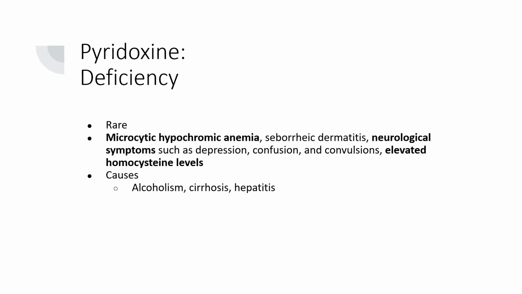We will see issues with, as with all of our B vitamins, we'll see issues with pyridoxine deficiency. Again, it's relatively rare because pyridoxine is very abundant in our food. But when it does occur, what happens is a disorder called microcytic hyperchromic anemia. We might also see seborrheic dermatitis, neurological symptoms, and elevated homocysteine levels. The major causes of pyridoxine deficiency are actually alcoholism, which might also be characterized by cirrhosis and hepatitis. And then again, of course, would be inadequate intake.